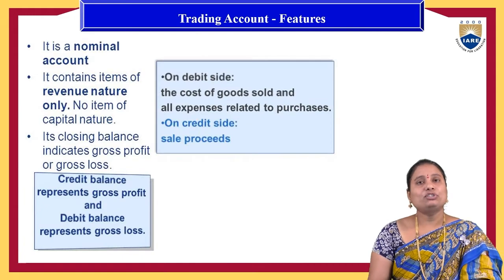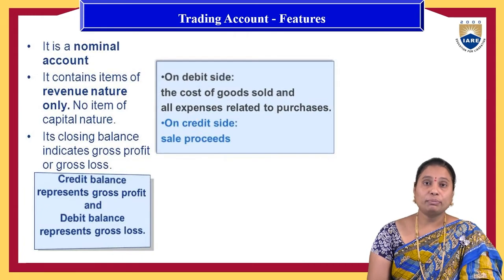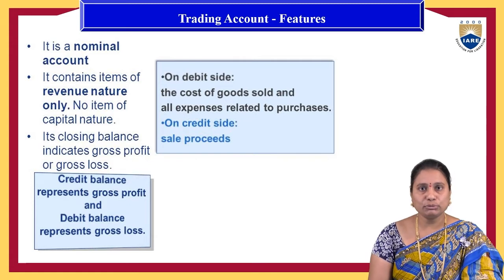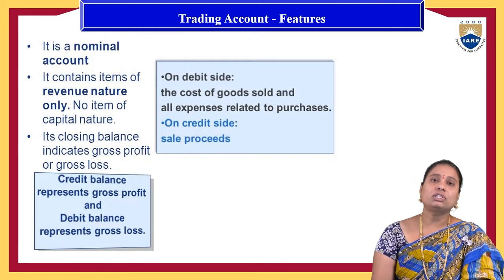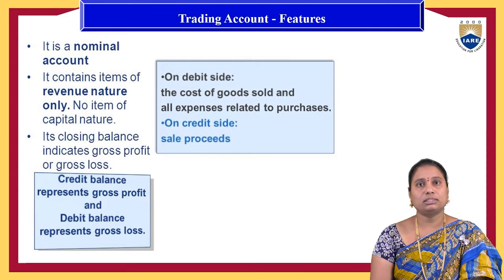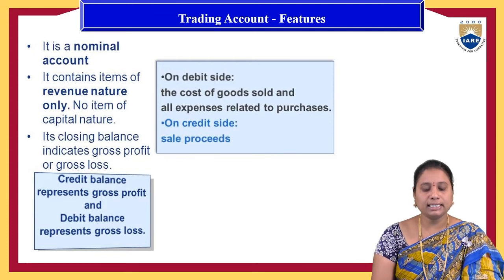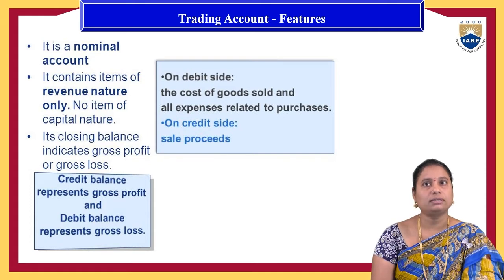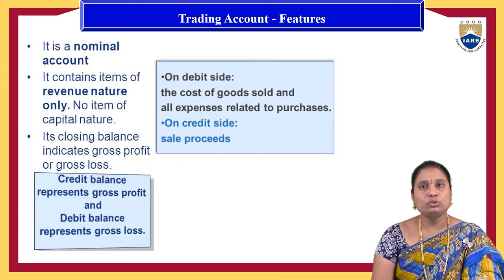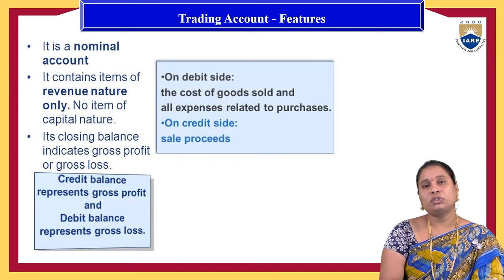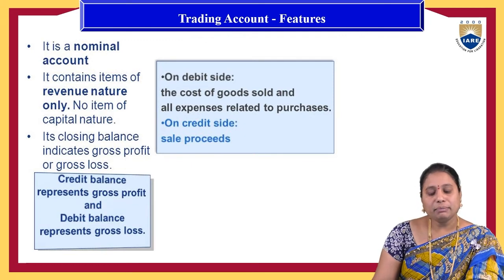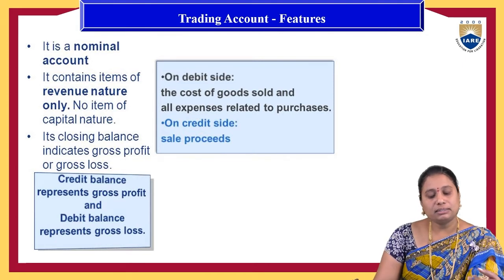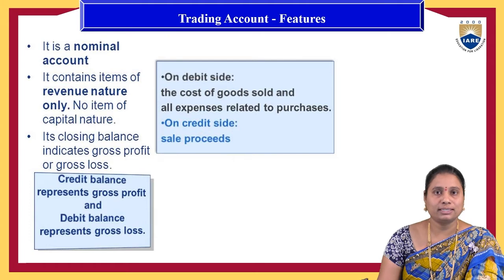If you see the features of this trading account, it is like a nominal account because it treats the expenditures and incomes of the organization, and it consists of revenue nature only. That means it takes into consideration only what gives benefits to the organization, and the closing balance indicates the gross profit or gross loss, easily identified with the help of this trading account. On the debit side, the cost of the goods sold and everything related is mentioned, whereas the sales returns are mentioned under the credit side. So the credit balance represents the gross profit and the debit balance represents the gross loss of the organization.